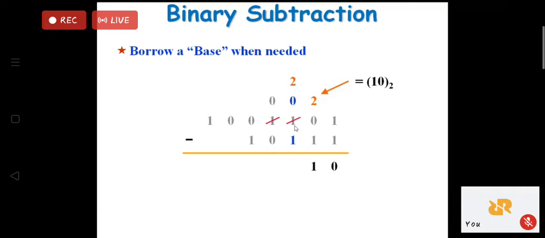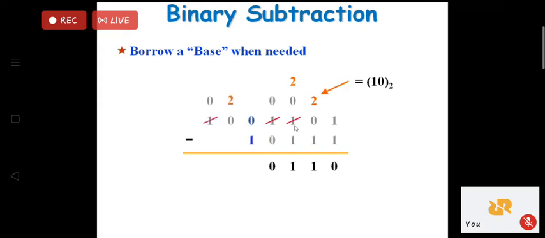0 minus 1 again, this cannot be done, 1 cannot be subtracted from 0. So again I have taken borrow, 2 minus 1 I have written here as 1. Then since I have taken borrow from there, it has become 0. 0 minus 0 is 0.